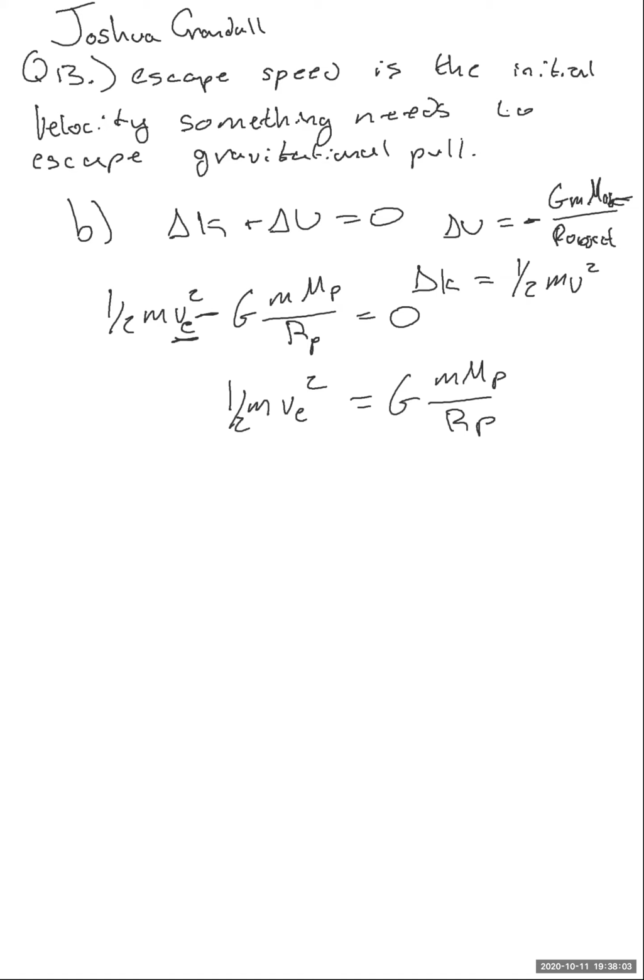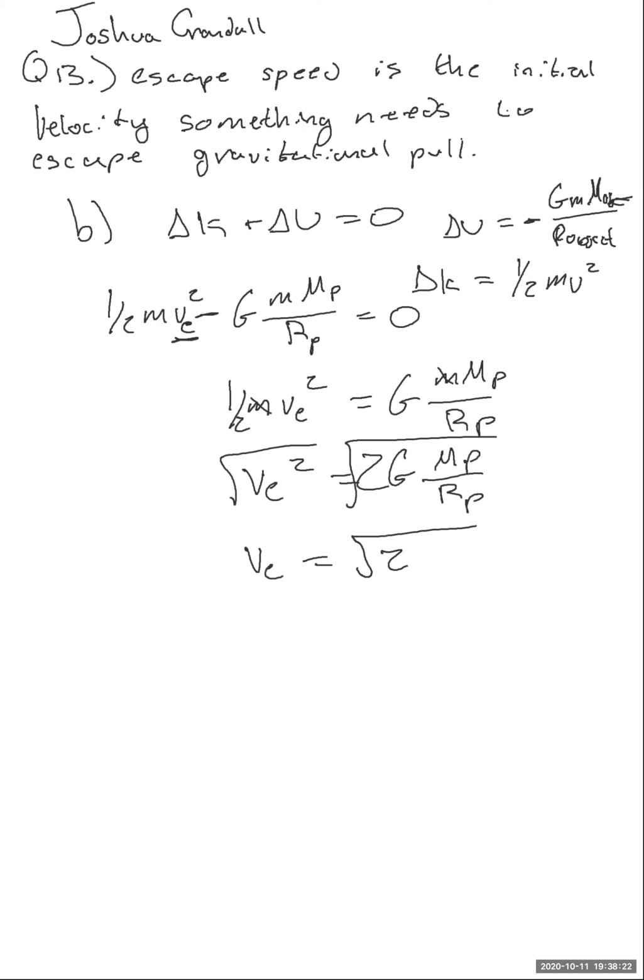And then we know that the masses are going to cancel out. We're going to multiply over here by 2. So VE squared is equal to 2 times gravitational constant times MP over RP. And we take the square root of both sides. So we're left with VE is equal to the square root of 2 times the gravitational constant times the mass of the planet, all over the radius of the planet. So that is our equation for escape velocity.